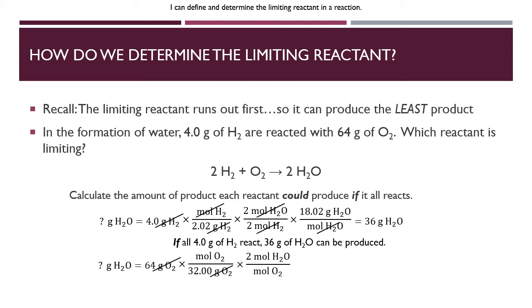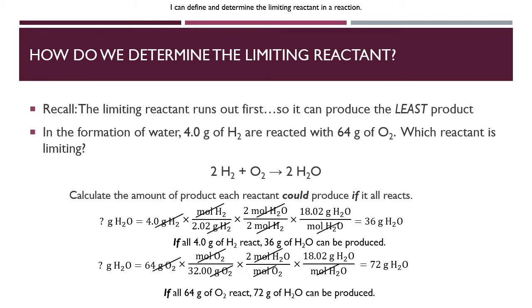Grams of O2 cancel. I can now use the mole to mole ratio. Notice it is 2 moles of water to 1 mole of oxygen. So moles of O2 cancel. Now I can use the molar mass of water like I did before, and that will give me 72 grams of water. So what did I learn here? If all 64 grams of oxygen react, that means 72 grams of water can be produced.